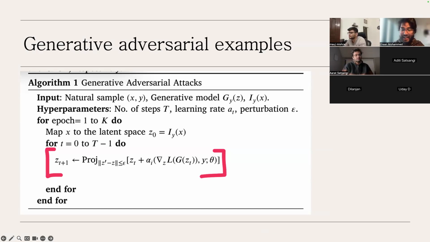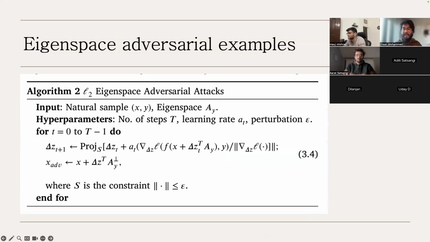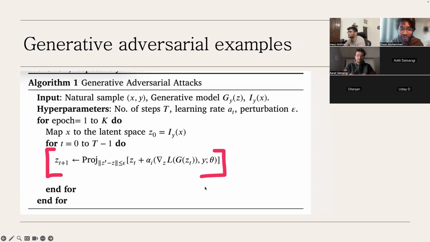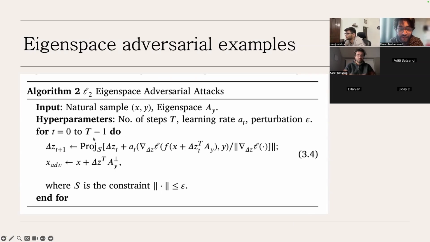Okay. So next thing, again, a little more mathematical concept. I'm of course not going to go into eigenvalue decomposition, but they have also created this thing called eigenspace adversarial attack. In the eigenspace adversarial attack, comparing it with this, we have z subscript t and g of z. Here we have delta zt and f of x plus delta zt projected on A sub y. So what is A sub y? A sub y is the eigenspace.